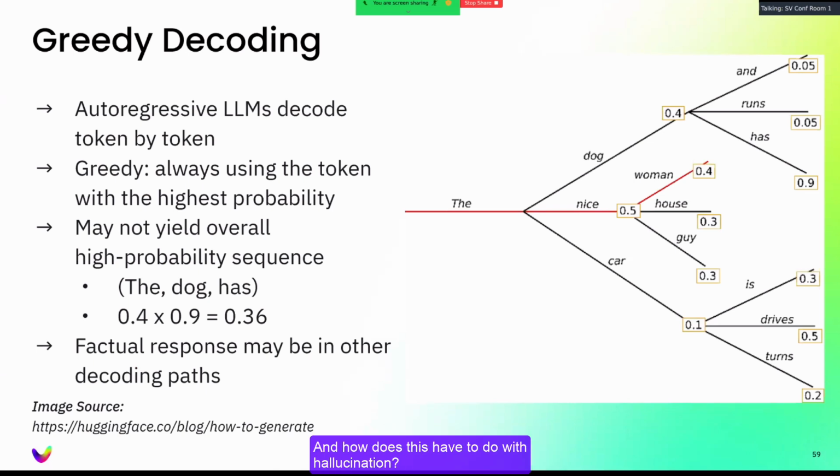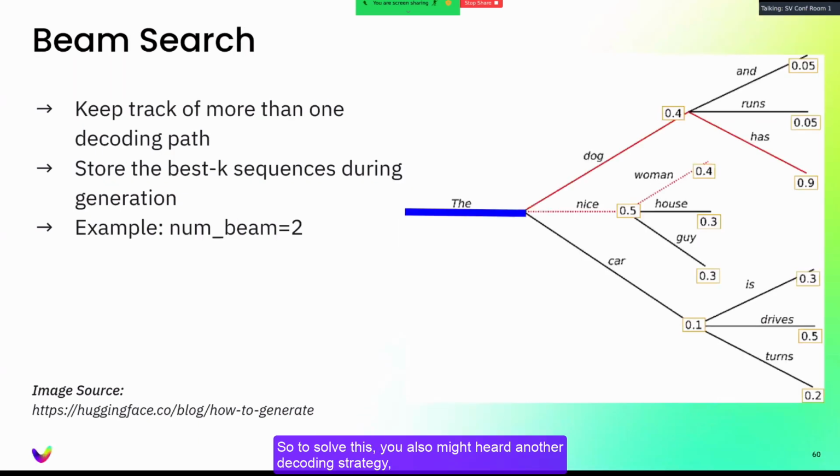And what does this have to do with hallucination? Well, since you are only looking at the greedy path, a more factual or higher quality response may be in some other decoding paths. Just like the example we showed you, "the dog has" actually has a greater probability than "the nice woman". To solve this, you might also have heard of another decoding strategy called beam search. The biggest difference between beam search and greedy decoding is that instead of tracking only one path with only one token, you are actually tracking more than one path.